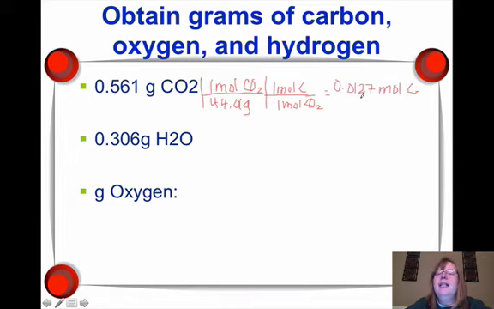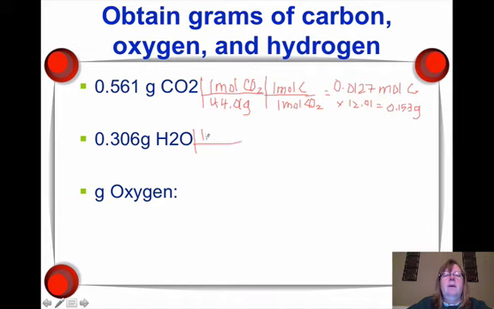And then I would like to know how many grams that is. And so I'm going to go ahead and multiply that by 12.01 grams per mole. That's the molar mass of carbon, which gives me grams of carbon, 0.153 grams of carbon. So we know in that original sample, we have 0.0127 moles of carbon and 0.153 grams of carbon.